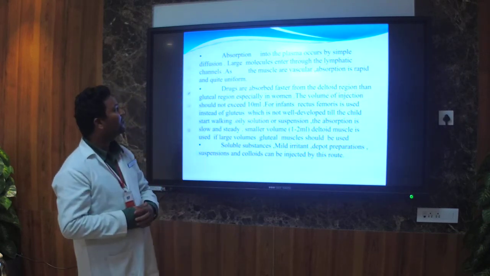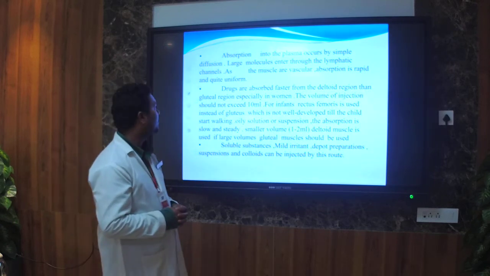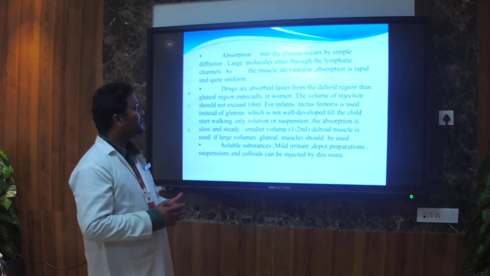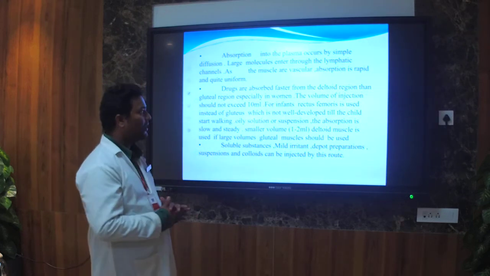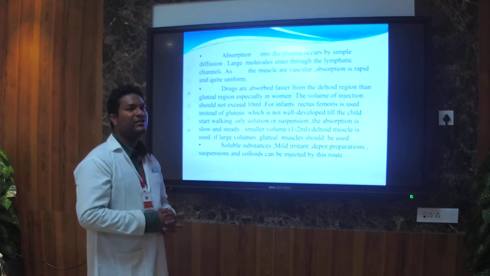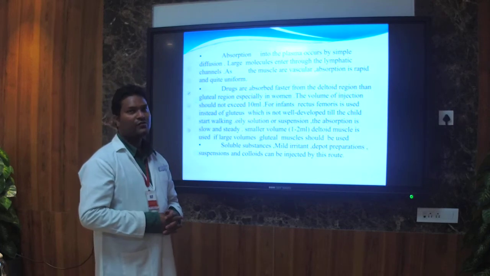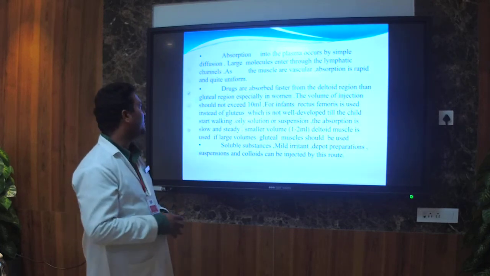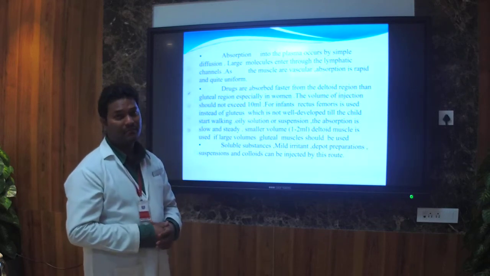Absorption into the plasma occurs by simple diffusion when we give an intramuscular injection. Large molecules enter through the lymphatic channels. As the muscles are very vascular, absorption is rapid and quite uniform. So it gets distributed. The pharmacokinetics of these drugs through intramuscular injections are very distributed because of the vascular availability of the muscles.